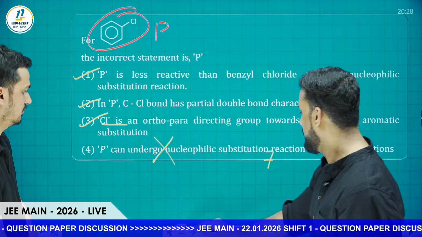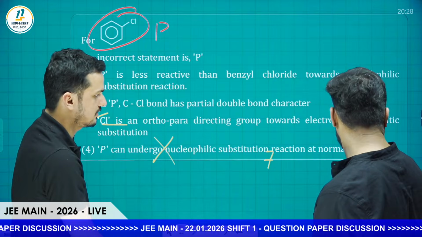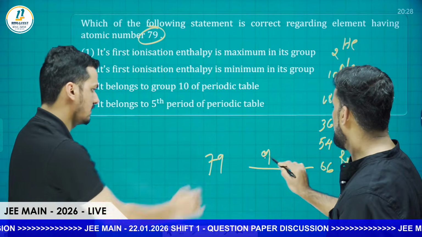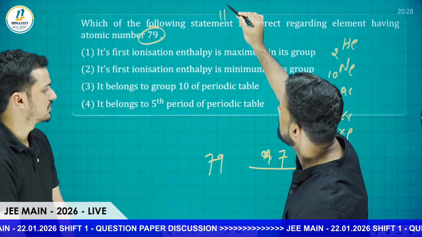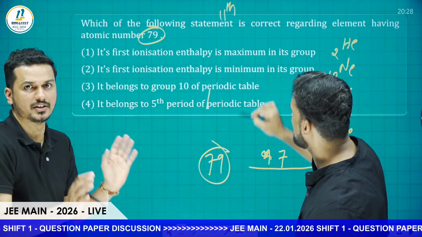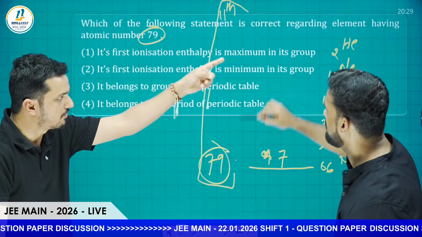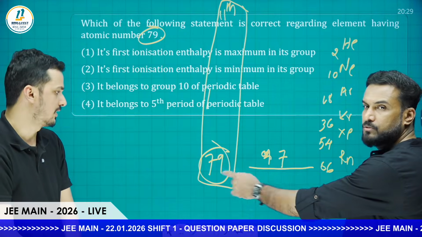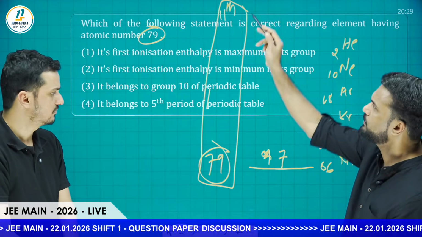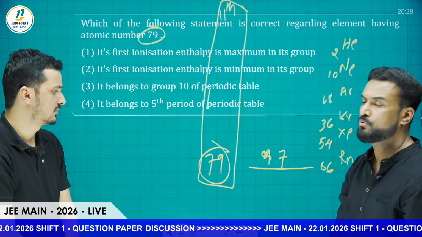7 means 18 minus 7 is 11, so the 11th group. So this element, 79, is in the 11th group. Always try to calculate it using the noble gas, that will be easy. Because 86 is there, and the difference from 79 is 7. 18 minus 7 is 11, so it is the 11th group.